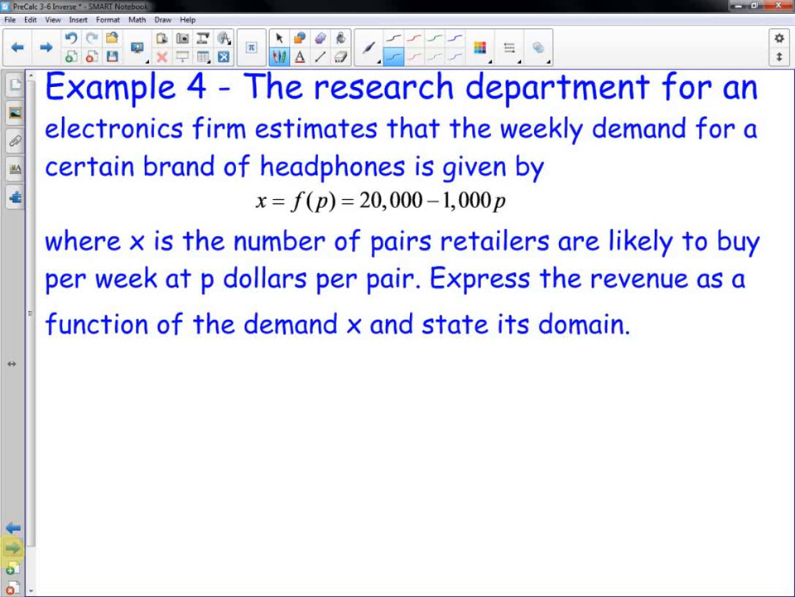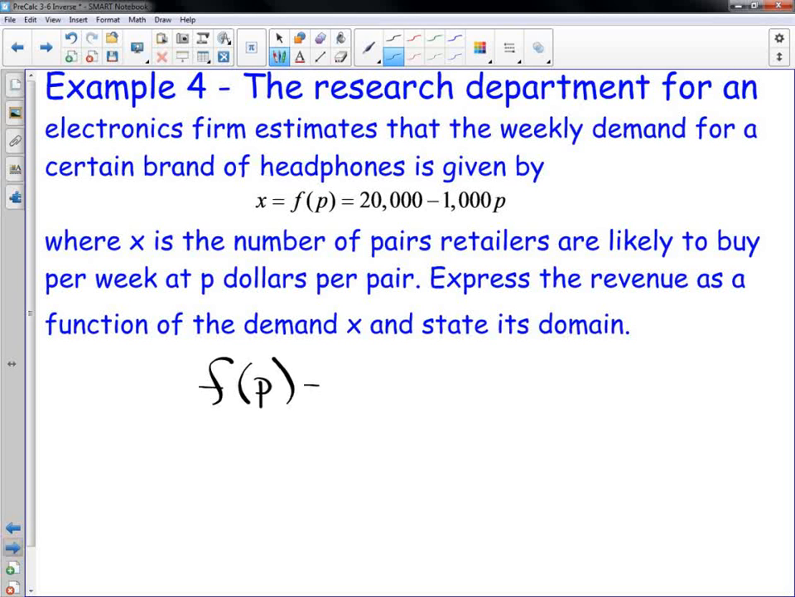Okay, so here we have a research department studying the demand for a certain brand of headphones, given by this equation. X is the number of pairs retailers are likely to buy per week at $P per pair. Express the revenue as a function of the demand, X, and state its domain. Right. So what we want to do is change price to revenue.